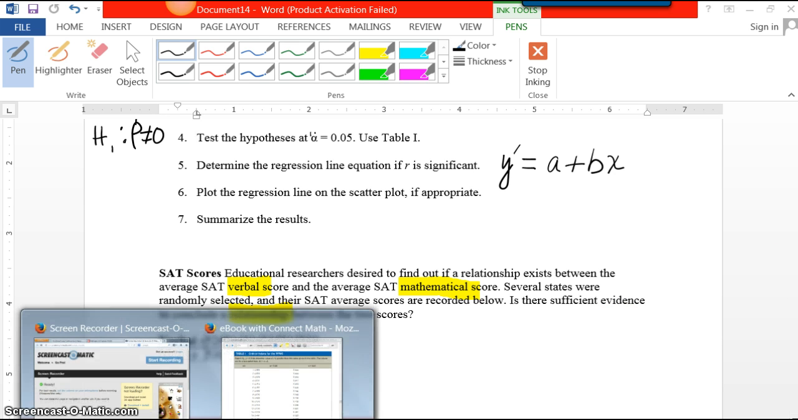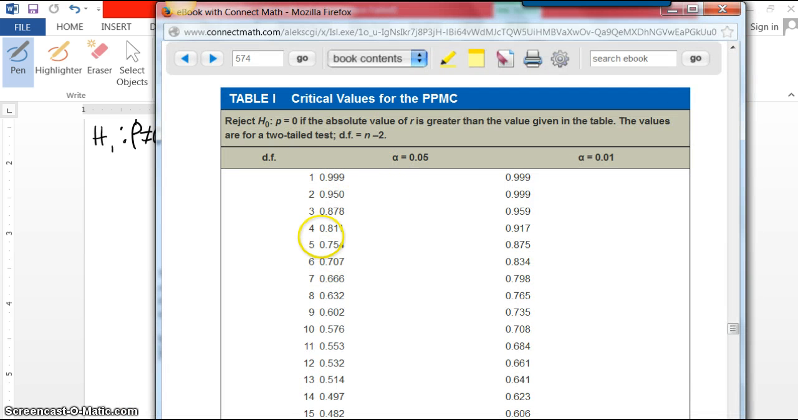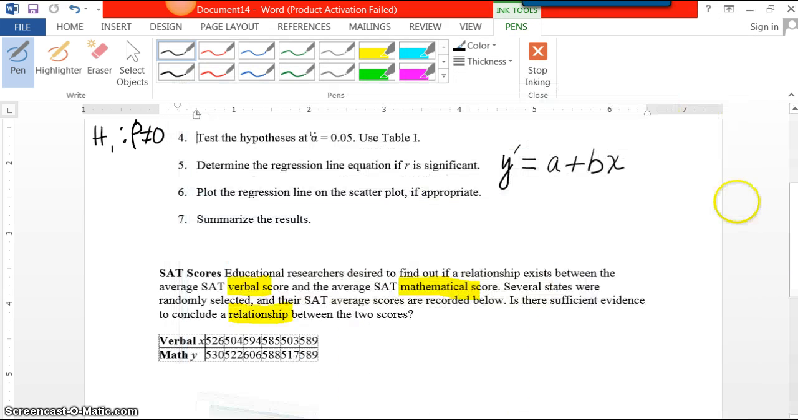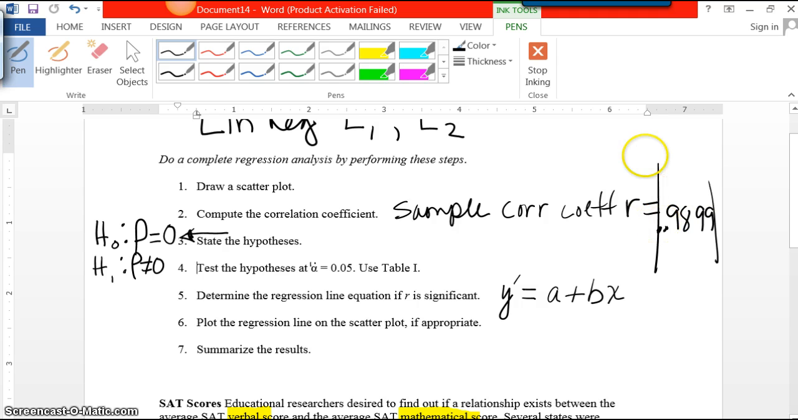Okay, so let me bring that table up again. We're using an alpha of 0.5. So we're in this column by the 4. The critical value is 0.811, and we are going to reject rho equal to 0 if the absolute value of r is greater than the value given in the table. So the value given in the table is 0.811. And we're going to reject if the absolute value of r, so we're looking at the absolute value of this number, is more than 0.811, and it clearly is.